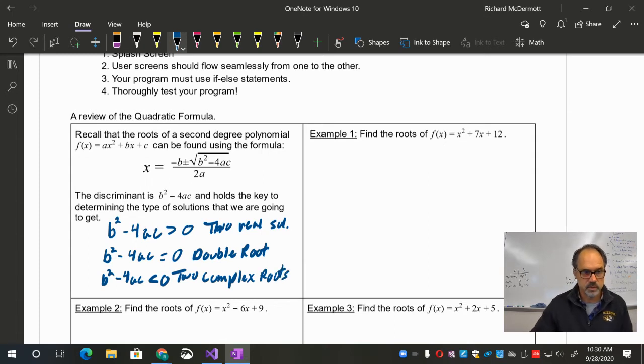And these are going to be the most difficult for you to deal with, and how you are going to decide to output the double root or the complex roots.